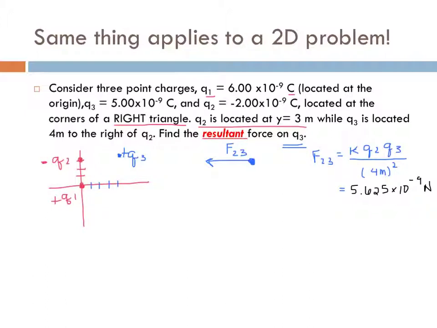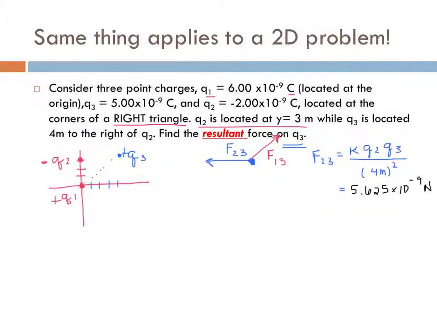Now we want to look at Q1 and Q3. Because both of these are positive charges, our force is a repelling force, and it will act along the straight line in between these two. Okay? So this dotted line that I drew here is a straight line in between Q1 and Q3. So the force by 1 on 3 is acting in this direction.